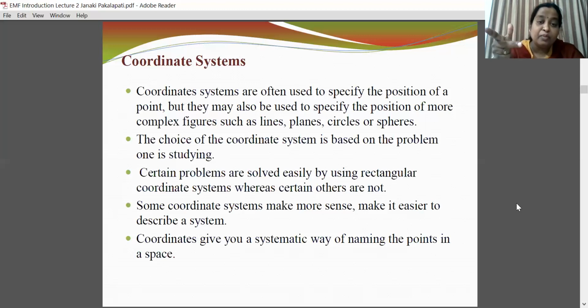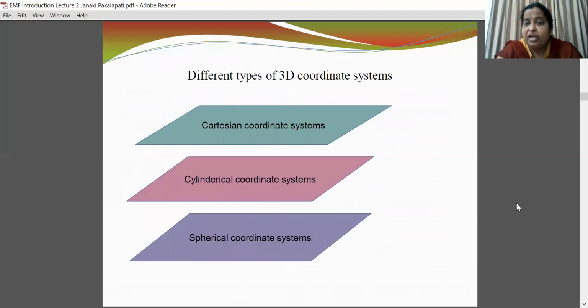What do you mean mutually perpendicular to each other? Which are varying at 90 degrees from each of their axes. So now, in our subject, we are going to preferably use 3-dimensional coordinate systems. There are different types of 3-dimensional coordinate systems to be considered based on the assumptions.